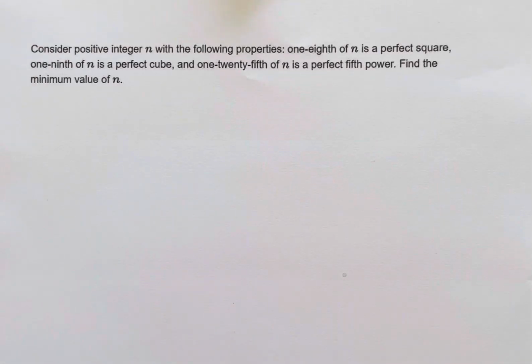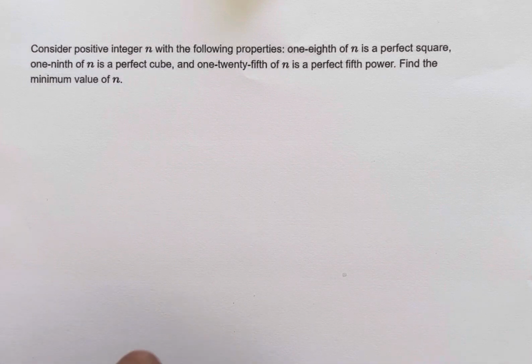In this video, I will be solving a perfect square problem. Consider positive integer n with the following properties. 1/8 of n is a perfect square, 1/9 of n is a perfect cube, and 1/25 of n is a perfect fifth power. Find the minimum value of n.